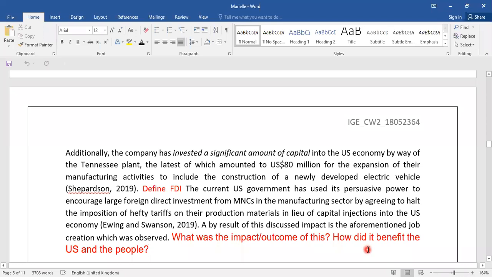Previously, I spoke about the COF index. I spoke about the human development index. So this exact assignment could be rich in academic discussion.